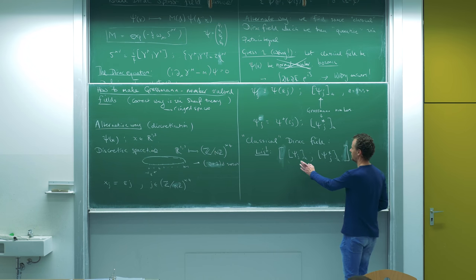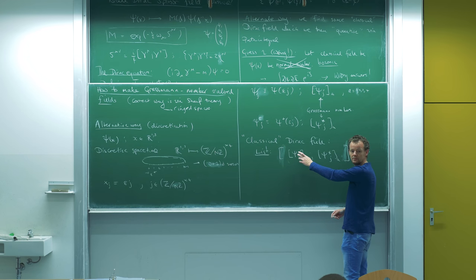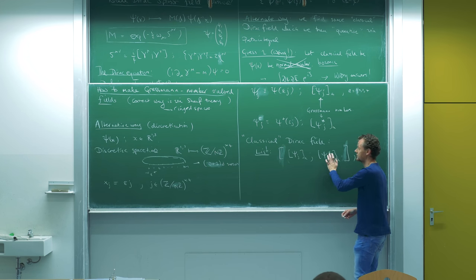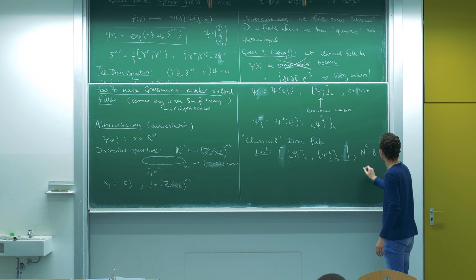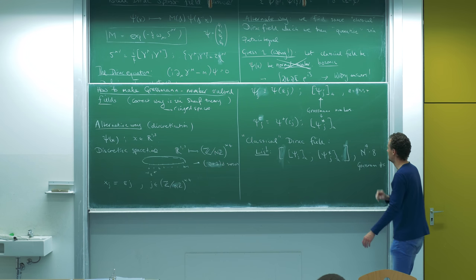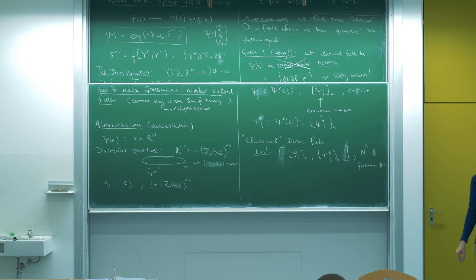Times, at each site, we have a list of 4 psi variables and 4 psi star variables. But remember, they're just independent Grassmann numbers, psi and psi star. So it's actually a list of 8. So a classical Dirac field for us is a list of n to the 4 times 8 Grassmann numbers.